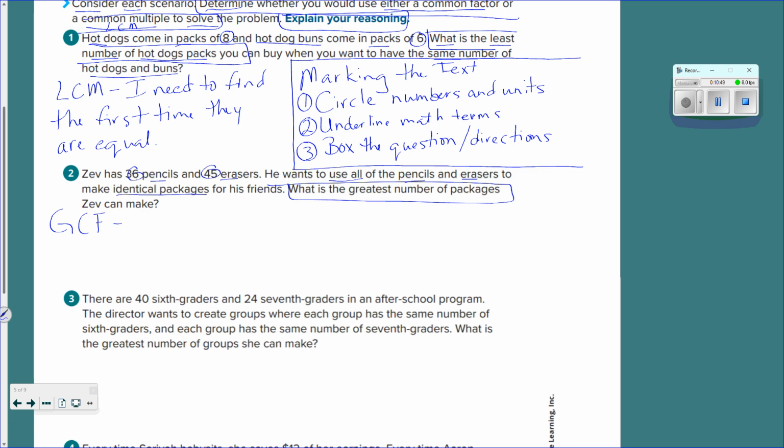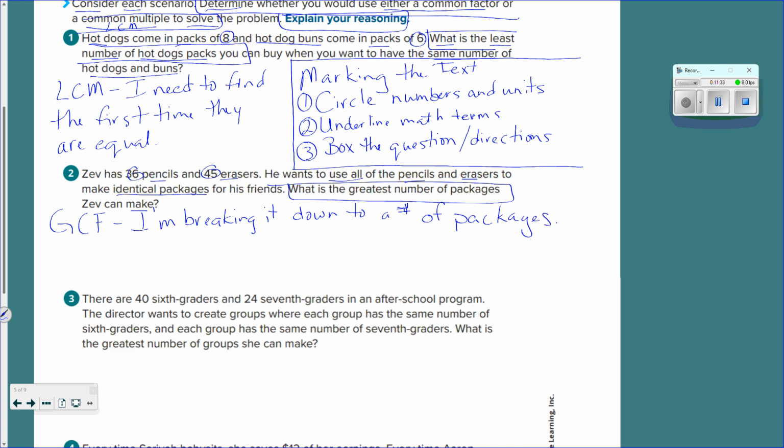Somebody say LCM? Does everybody go with GCF? Yeah. Okay, so everybody knows why. Why? Tell me why. Okay? Good. So breaking it down, right? Breaking it down. The number of packages. Make sense?